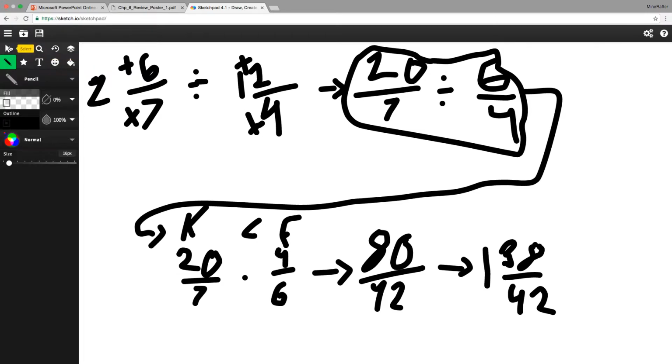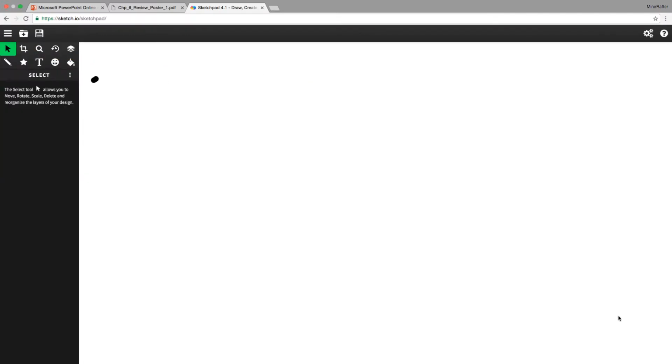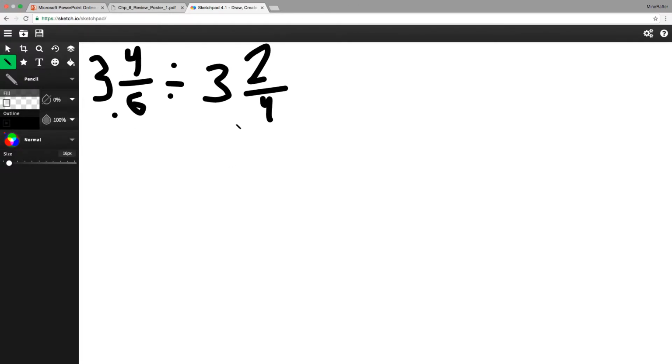So now let's do another one. Let's do 3 as the whole number, and 4 over 6 divided by 3 again, 2 over 4. It's kind of similar, but it's not in the same way.